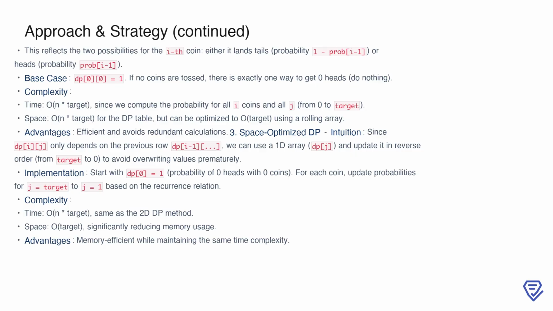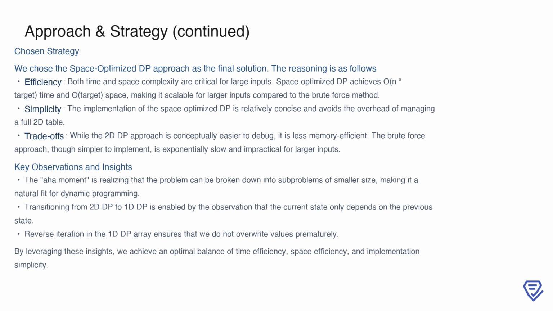This space-optimized DP approach retains the same time complexity but is significantly more memory efficient, making it ideal for larger datasets. Ultimately, the space-optimized dynamic programming approach was chosen as the final solution. This method strikes the right balance between efficiency and simplicity. It achieves O(n times target) time complexity and O(target) space complexity, which makes it scalable for larger inputs while avoiding the storage overhead of a full 2D table. Although the 2D DP approach is easier to visualize and debug, it is less memory efficient, and the brute force method is entirely impractical due to its exponential time complexity.